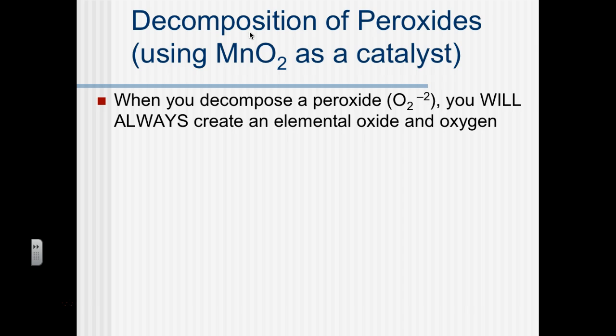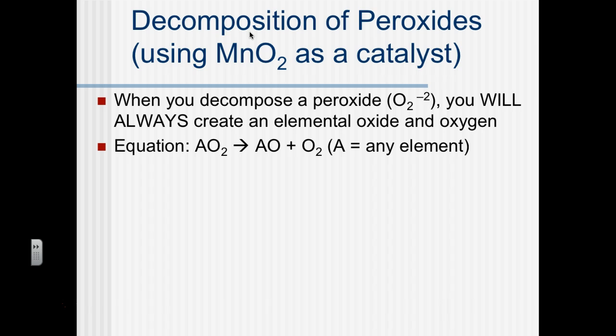Because remember, when we add and lose oxygens, it did not change the charge. Chlorate is ClO3, -1. Chlorite is ClO2, also still -1. Perchlorate is ClO4, it's still -1. So adding and losing oxygens does not change the charge. But when you decompose a peroxide, which is O2, you will always create an elemental oxide plus oxygen. Now notice I didn't say a metal oxide. That's because it's not always a metal. Like hydrogen peroxide. Hydrogen is not a metal.